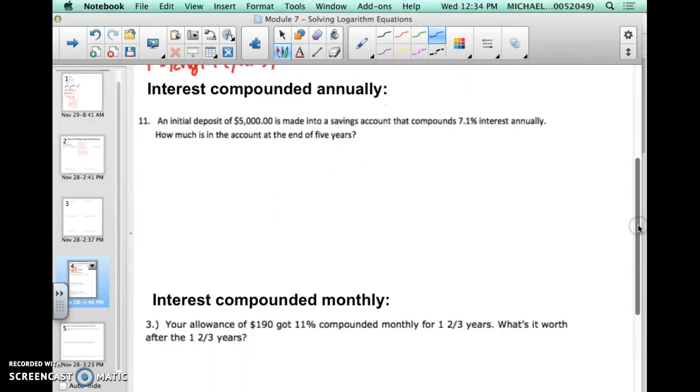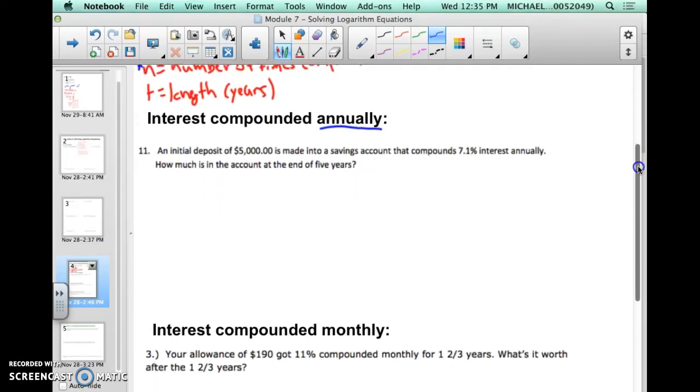Now, for number 11, interest compounded annually. If I was reading a word problem and I saw the word annually, I know that my N would be 1. So let's do this. Initial deposit of $5,000. Initial deposit, to me, lines up with P, initial balance. So I know my P is 5,000. Into a savings account that compounds an interest rate of 7.1% annually. There's that key word, annually. Now, my R is 7.1%.